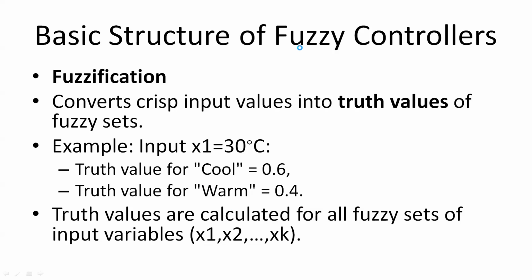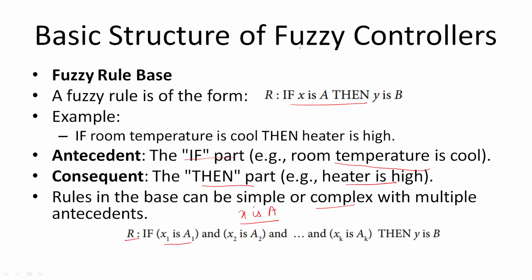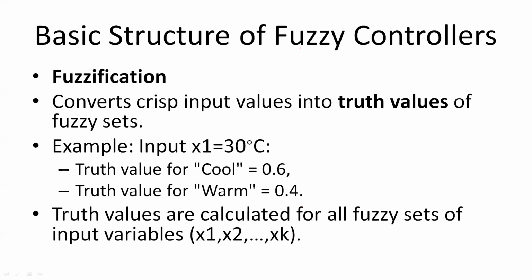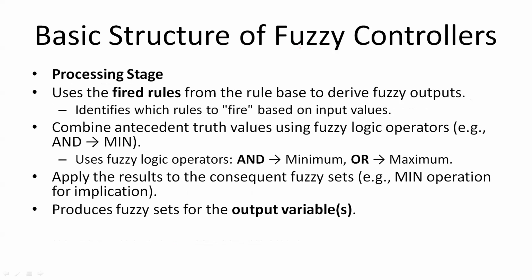That is, if you have multiple inputs like x1, x2, x3, up to xk, then for all of them we'll have a set of mappings to the fuzzy sets. And the processing stage is basically the firing of the rules. So given a set of inputs that is mapped to a membership or truth value, how do we know which should be taken?